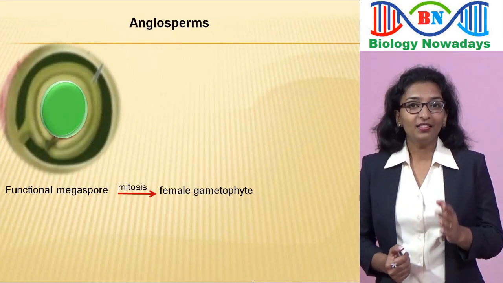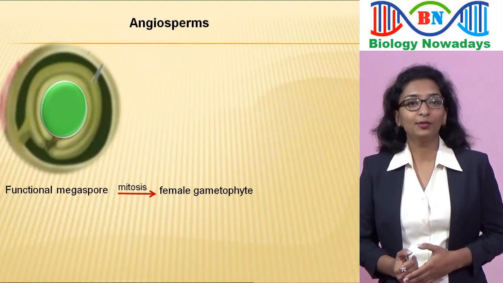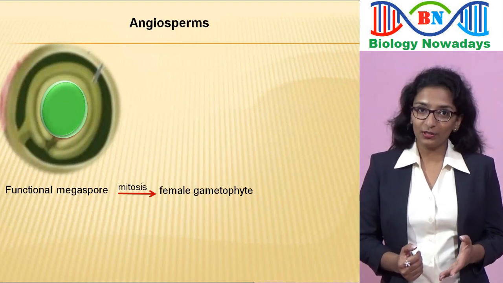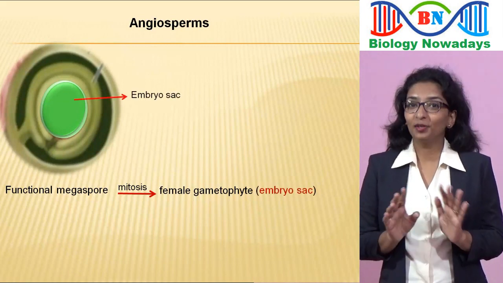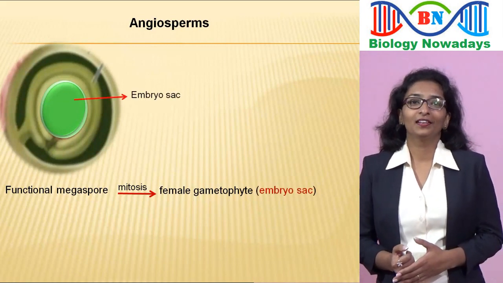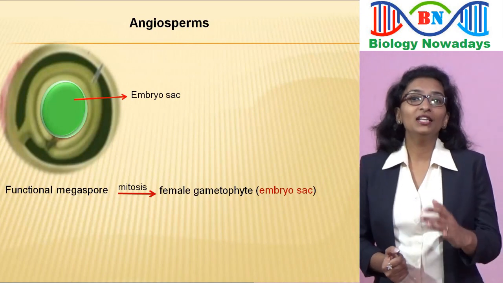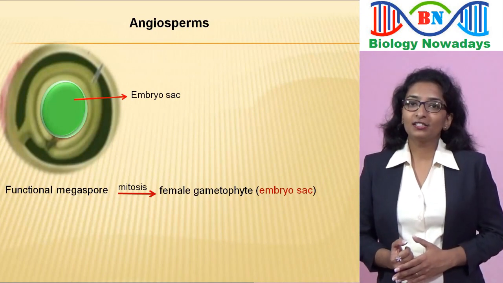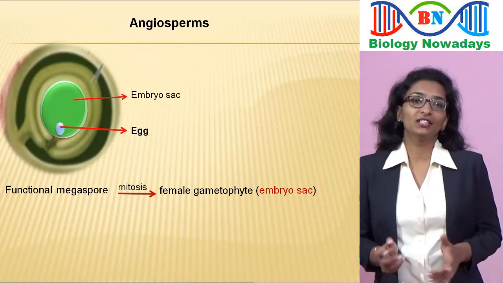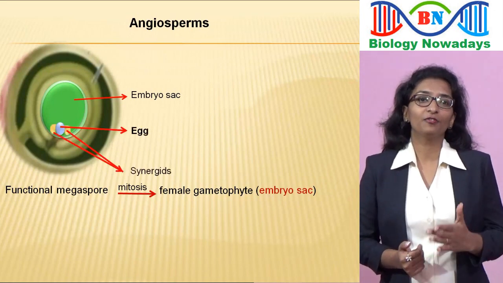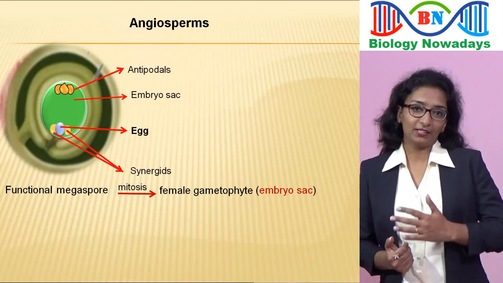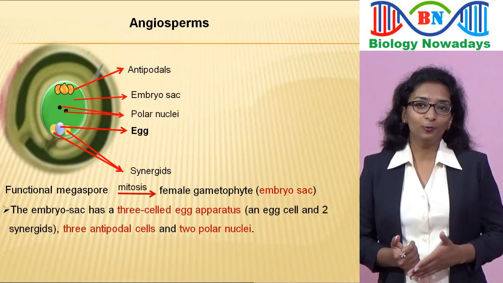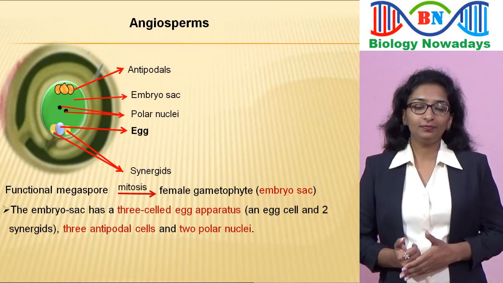In gymnosperms, this female gametophyte is called endosperm, whereas in angiosperms, the female gametophyte is termed embryo sac and not endosperm. The embryo sac has a 3-celled egg apparatus consisting of 1 egg cell and 2 synergids at the micropylar end of the ovule. Also 3 antipodal cells at the opposite side and 2 polar nuclei in the center.